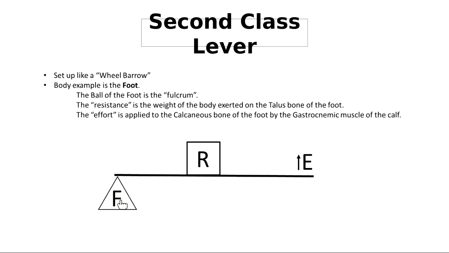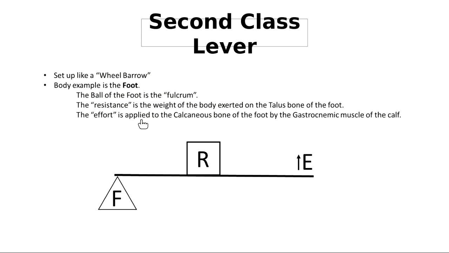The ball of the foot is the fulcrum. When you stand up on your toes, say you're trying to get a little height to look over a fence, you would roll up on the front of your foot. The resistance is the weight of the body exerted on the talus of the foot. If you remember, your tibia is going to be coming down on top of your ankle bones. Well, the top one there is your talus bone. That's going to be the resistance, all your weight.